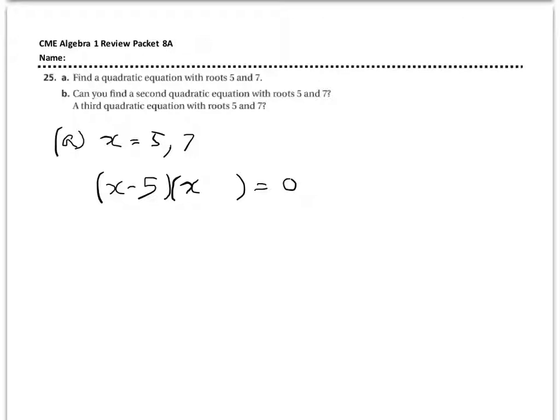B, can you find a second quadratic? Well, after that, you have to expand this one so that you can find a quadratic for that. And can you find a second quadratic equation with roots 5 and 7? A third quadratic equation with 5 and 7? Yes, it is possible. And you learned that in class, so please do that.